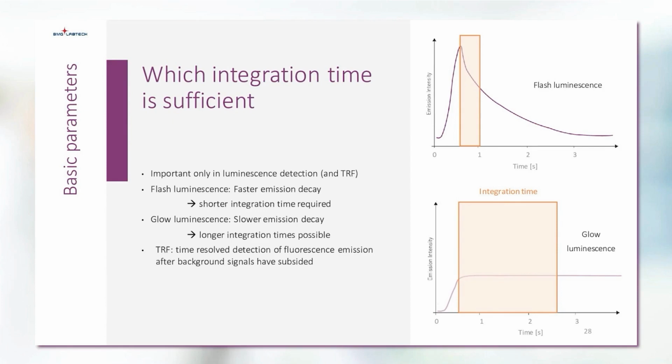Glow luminescence, on the other hand, which you see in the graph to the lower right, is defined by a slower emission decay, but also by low photon yields over time. Accordingly, here, a longer integration time is beneficial to get the best results.